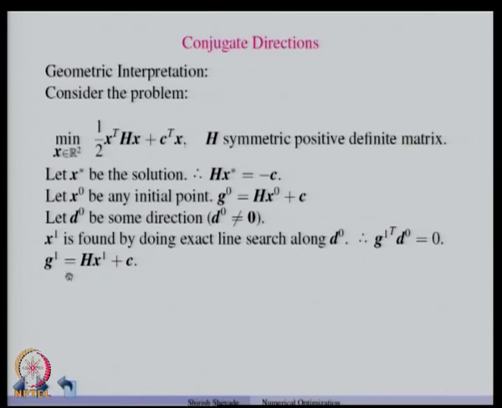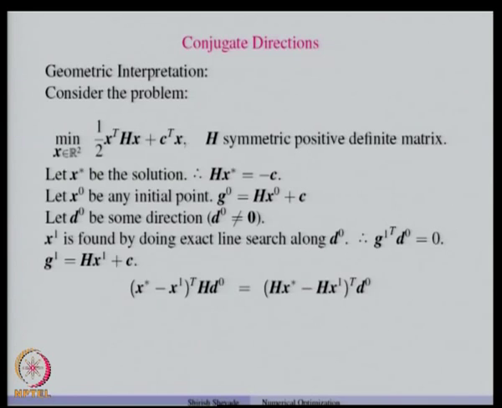Now, remember that g1 is nothing but the gradient at x1, and that is nothing but Hx1 plus c. So, (x star minus x1) transpose H d0, that is what we are interested in finding out. What is this direction? We know this direction x star minus x1; we had earlier chosen d0. So, what is this expression (x star minus x1) transpose H d0?